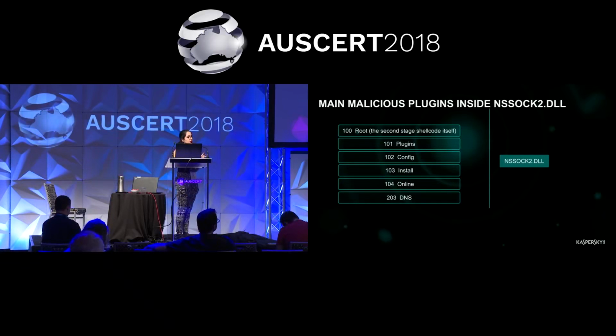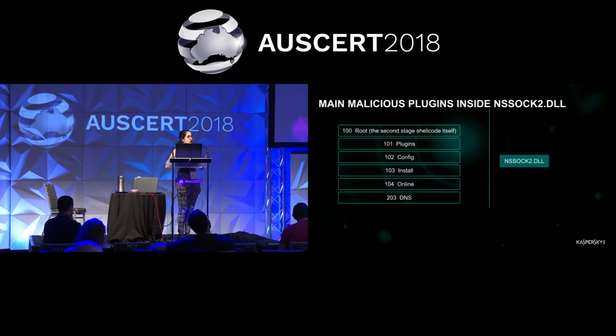There are also different plugins inside the code which the malware would fetch and install on the system if they need it. So there were different plugins inside this NSOC2.dll library, and each plugin has a code and a name. First of all, there was one plugin with code 100 and the name root, which was the second stage itself. There was one plugin called plugins, whose responsibility was to install new plugins on the system.